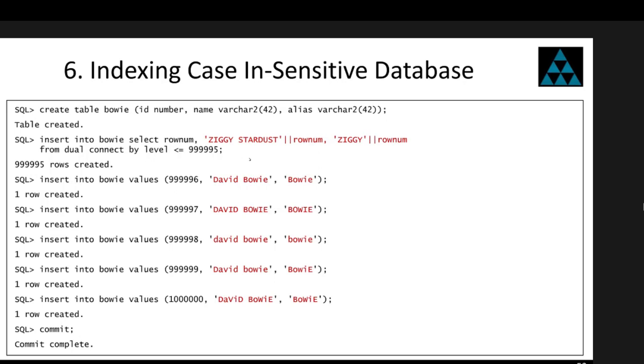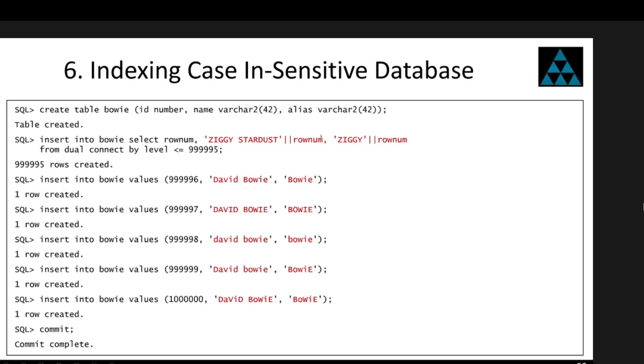I've got a table and most of the data is Ziggy Stardust. Okay, and I'm concatenating with a row num. All right, so it's lots of distinct values. Most of them are Ziggy Stardust and a number, but then I've got a few David Bowies. But note that the David Bowies are all in different cases. And I've got another column called alias. Same, most of them are normally all Ziggy. Got a few little Bowies in there, but they're all in different cases.